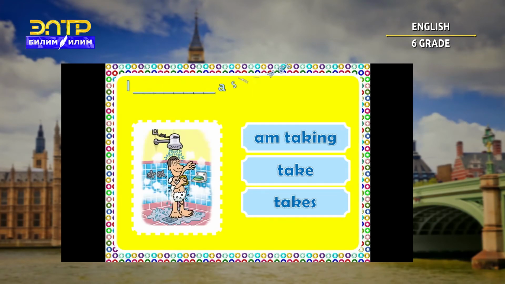Now look at this sentence. I am taking, take or takes a shower twice a day. This sentence is repeated. It happens twice a day. So this is present simple. With subject pronoun I, we use just a verb. So it's not takes, it's take. I take a shower twice a day.